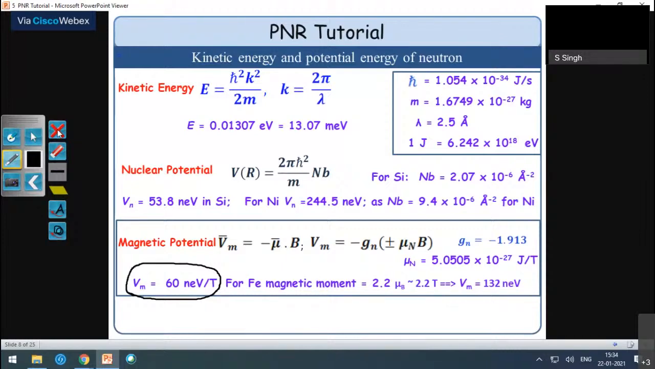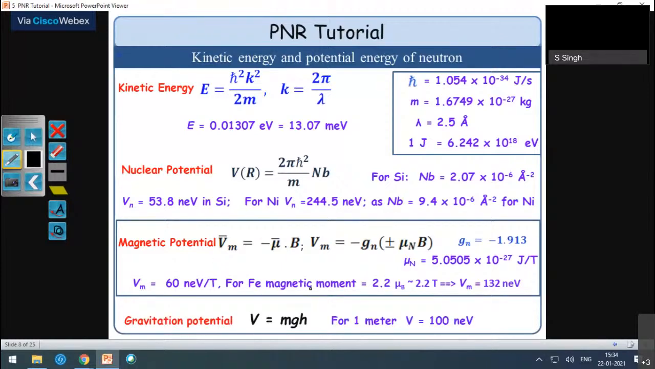And if you want to compare this with the gravitational potential for the neutron, the gravitational potential is defined as V equal to mgh, where m is the mass of the neutron, g is the gravitational acceleration, and h is the height. Suppose for 1 meter of height, we get a potential of around 100 nano electron volt. So typically, we have nuclear potential, which is in the range of 100s of nano electron volt. We have magnetic potential, which is in the range of 132 nano electron volt. And then we have gravitational potential, which is again in the 100s of nano electron volt for the neutron.